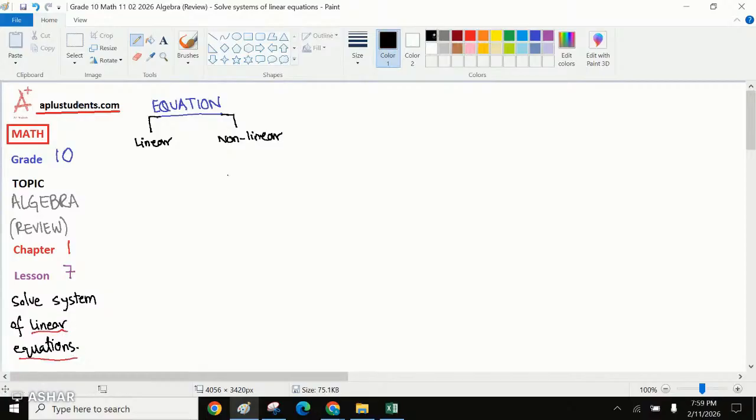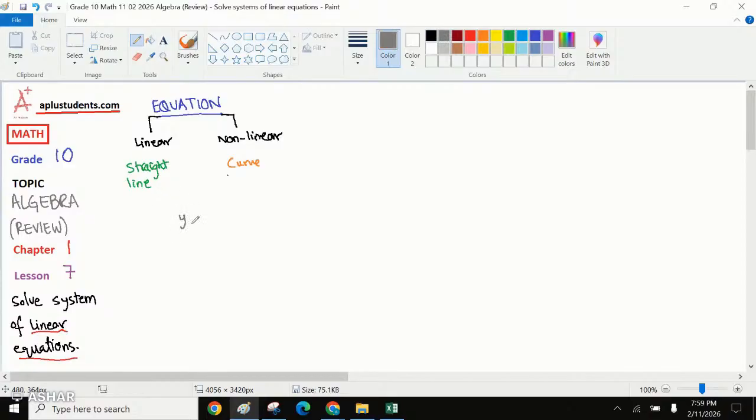Linear means straight line. A linear equation would always form a straight line, whereas a non-linear equation would always form a curve. How do we identify, just by looking at the equation, whether it would form a curve or a straight line? Let's look at some examples.